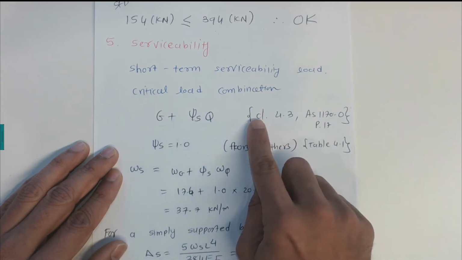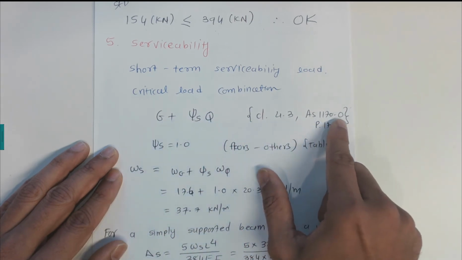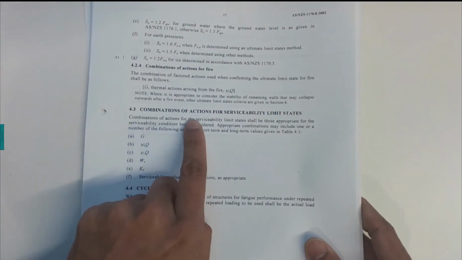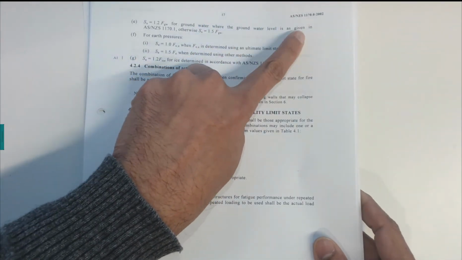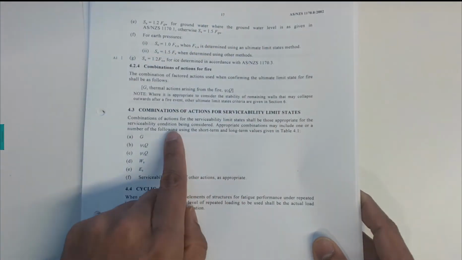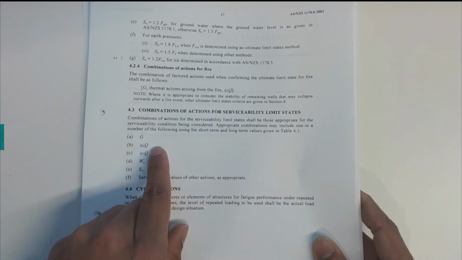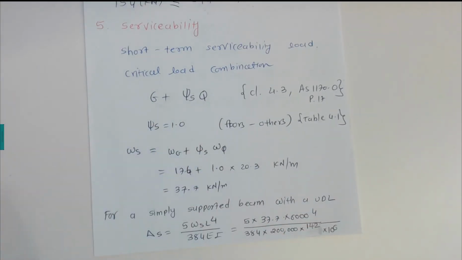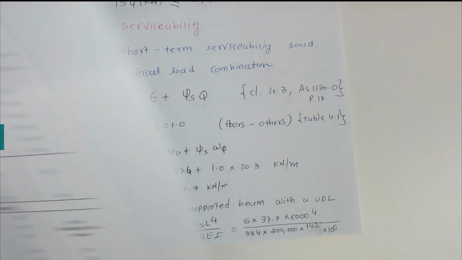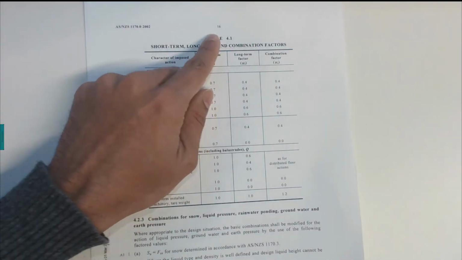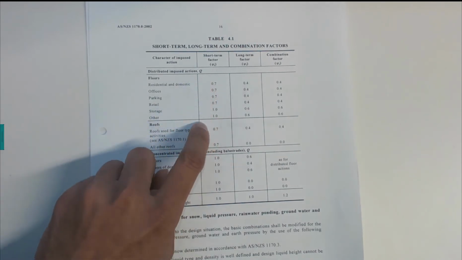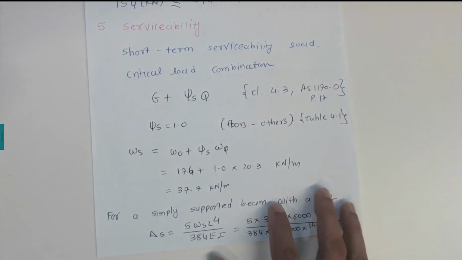Where is this equation coming from? That is clause 4.3 of AS/NZS 1170.0 on page number 17. On page 17, in the combination of actions, we have the dead load plus psi s Q live load. On page number 16, for floors and others, the psi value for short term is 1, so we just take it as 1.